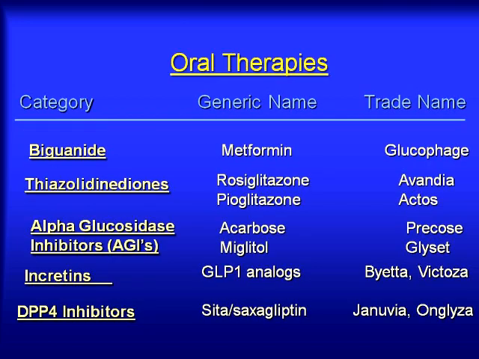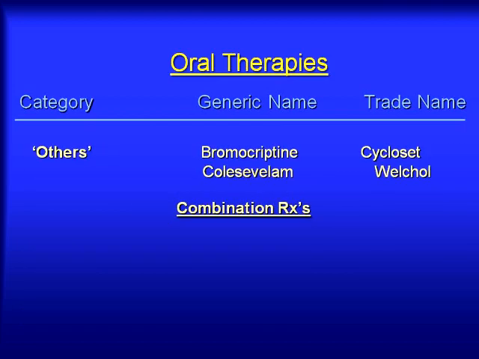We have the biguanides, of which there's only one available, that being metformin. The TZDs, rosiglitazone and pioglitazone. Rosiglitazone is effectively gone, and I suspect in the not too distant future pioglitazone will be gone as well, but nevertheless, we still have a TZD out there. The alpha-glucosidase inhibitors, you've got a couple of those. You've got these things called incretins that I'm going to talk to you about. You've got these things called DPP-4 inhibitors. We've got other medications. Believe it or not, bromocriptine is approved for treatment of diabetes, the stuff we use for prolactin-secreting pituitary tumors.